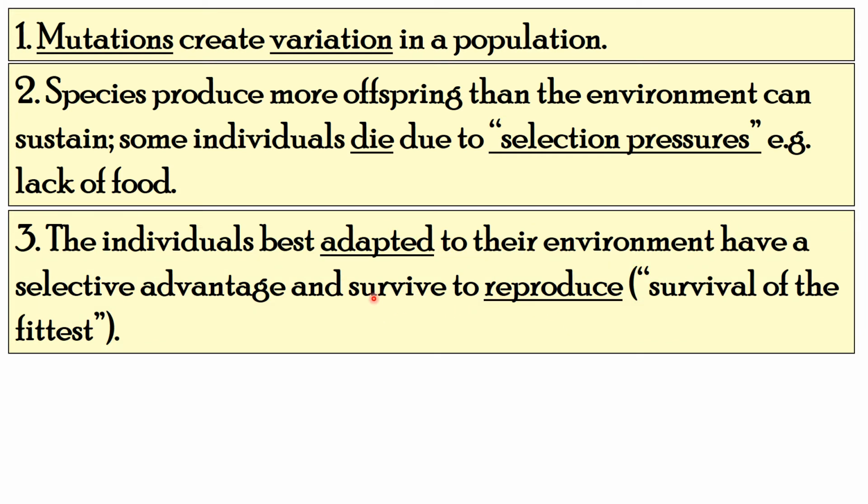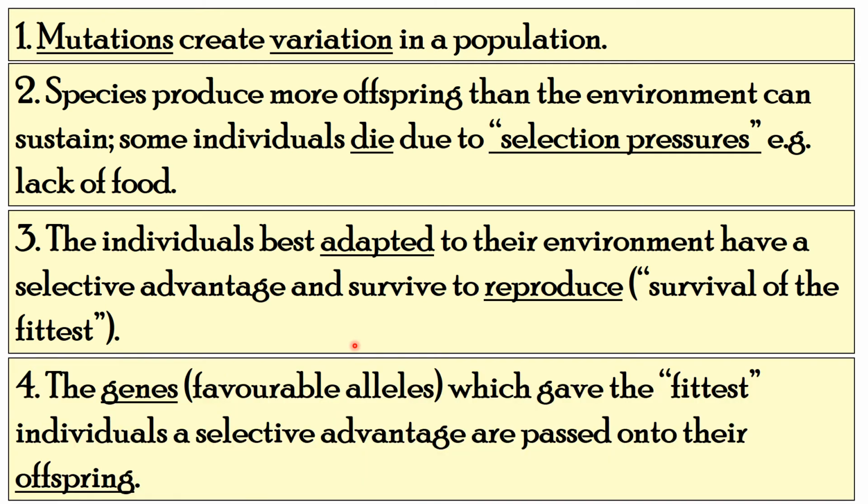Number 3, the individuals that are best adapted to their environment have an advantage, so they survive to reproduce, and that's called survival of the fittest. And then finally, the genes, which are the favourable alleles which gave the fittest individuals a selective advantage, are passed on to their offspring. Okay.